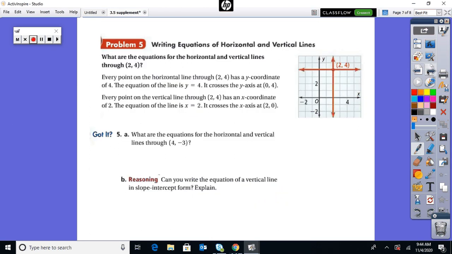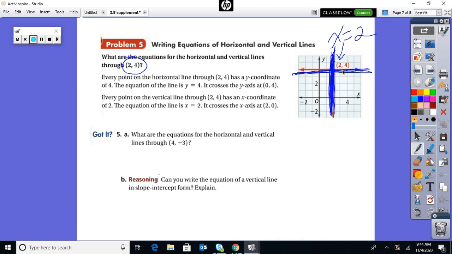All right, final problem today. We have what are the equations of the horizontal and vertical lines through the point 2, 4? So, got this point 2, 4, there's one vertical line, one horizontal line that passes through it. And what are the equations for it? Well, all vertical lines are x equals. So what does x equal at that point? It equals 2. So all along this line, x equals 2.